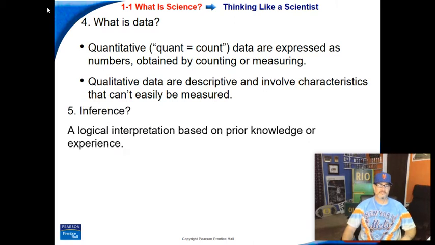Definition of an inference. An inference is a logical interpretation based on prior knowledge or experience. So a lot of kids get inference and hypothesis mixed up. A hypothesis is an observation which leads to prior knowledge. An observation is a previous experience which leads to knowledge. So an inference is kind of like a suggestion, but usually it's a little bit stronger than a hypothesis. A hypothesis has not been tested. An inference, you actually have some experience with whatever situation you're thinking about.